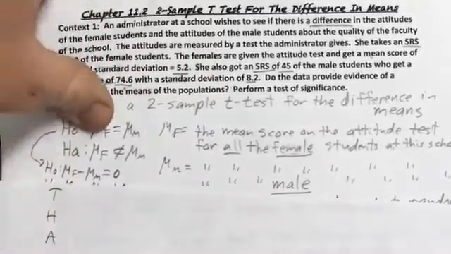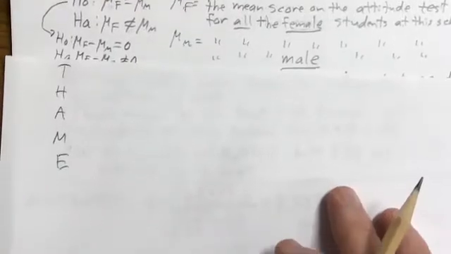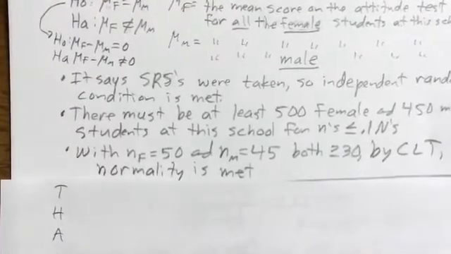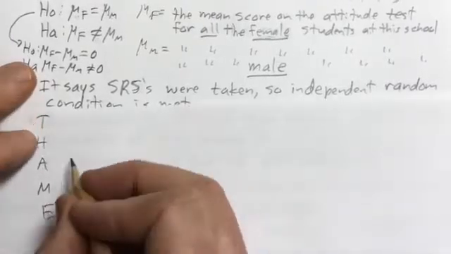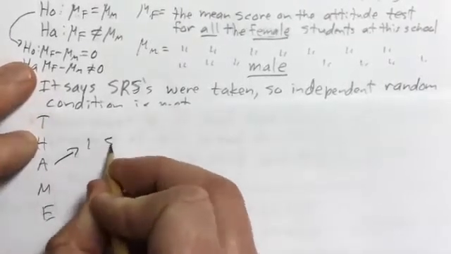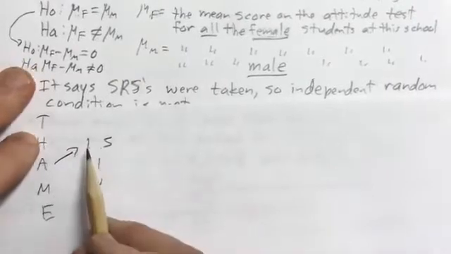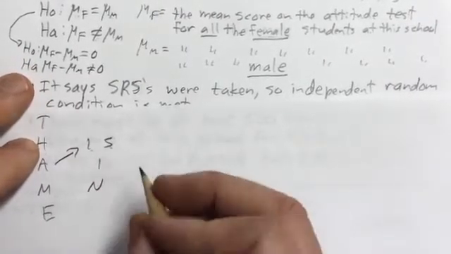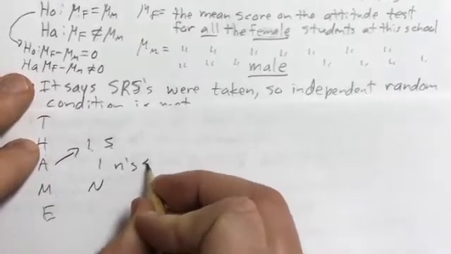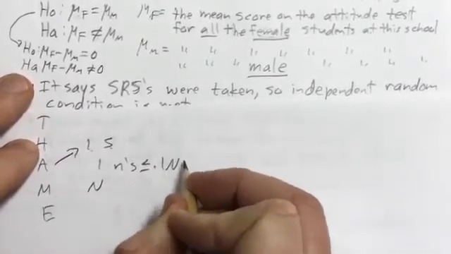Now your assumptions. We've been doing this for about 4 chapters now. We usually check SIN, but since it is a 2-sample deal, we do I-SIN. We have to have independent simple random samples or independent random samples. We have to have independence. Our sample sizes can't be more than 10% of our population sizes, right?